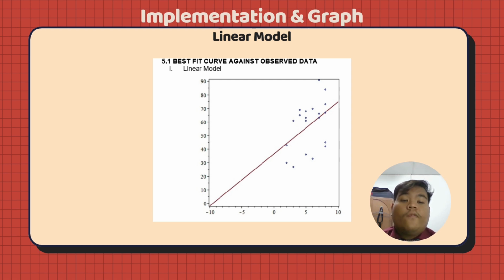The upward slope of the red line indicates a general positive correlation: as the x value increases, the y value tends to increase. But the significant vertical distance between many of the blue data points and the red line suggests that the linear model is not a tight fit and that the relationship may be weak or highly variable.